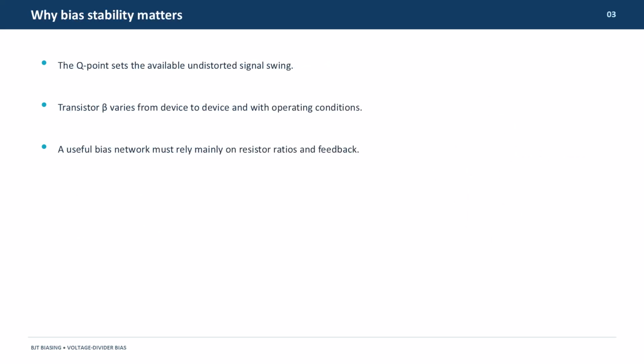The quiescent point, or Q point, is the transistor current and voltage with no input signal. It determines how far the output can move before cutoff or saturation causes clipping. A fixed bias circuit depends strongly on beta, but beta is not a tightly controlled parameter. Voltage divider bias reduces this dependence by using a nearly fixed base voltage together with emitter resistor feedback.